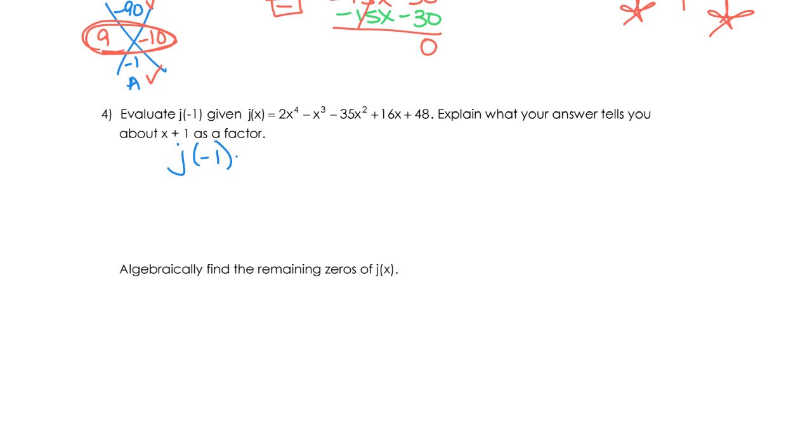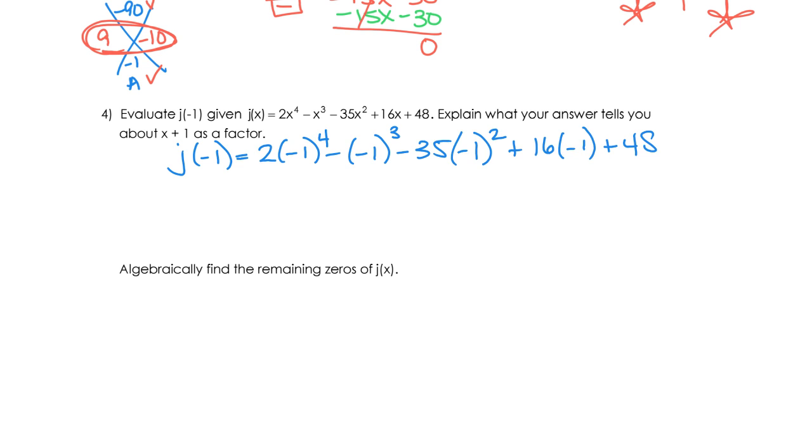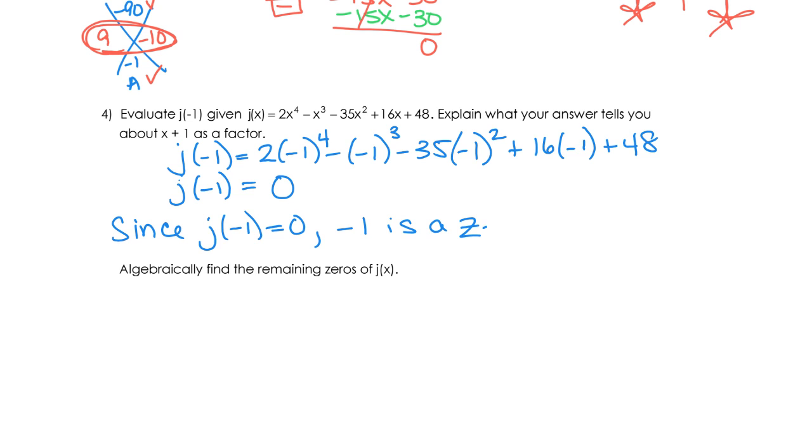j of negative 1 would equal 2 times negative 1 to the 4th minus negative 1 to the 3rd minus 35 times negative 1 to the 2nd plus 16 times negative 1 plus 48. That's a long polynomial, a lot to type in, but here you go. When you type it all in and hit enter, you end up with 0. And so what that says is since j of negative 1 equals 0, negative 1 is a 0. So x plus 1 is a factor.